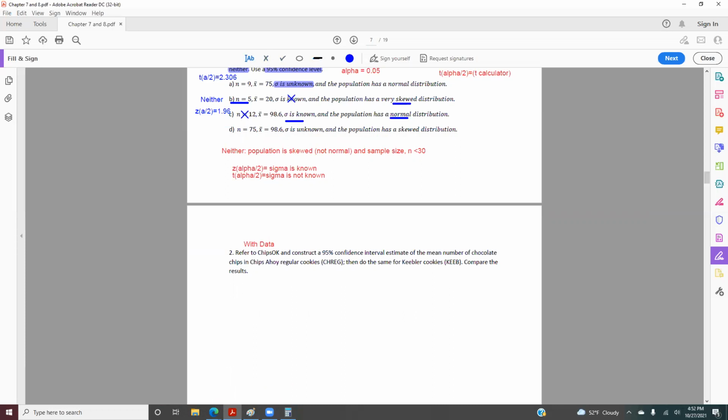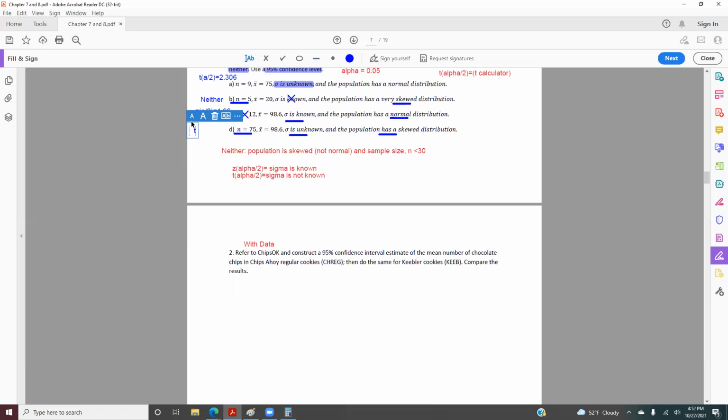Yes, T alpha over 2. Don't forget that for neither, the population is skewed, but what happens to your sample size? The sample size is more than 30. The sample size is large. So in this case, it's not neither because your sample size is greater than 30, not smaller than 30. That means neither is out, and sigma is not known. So that means this is going to be a T alpha over 2 in this case.